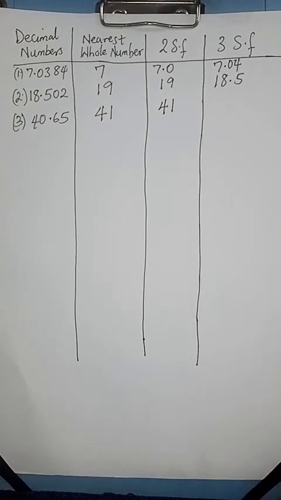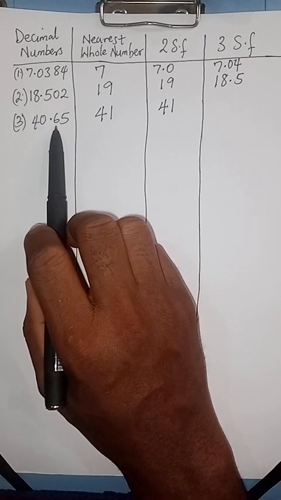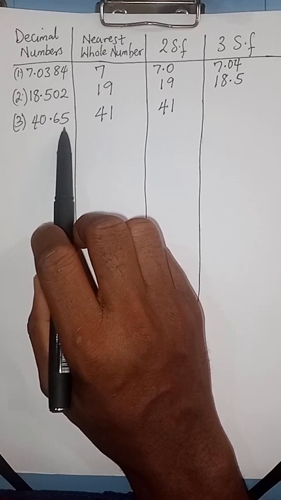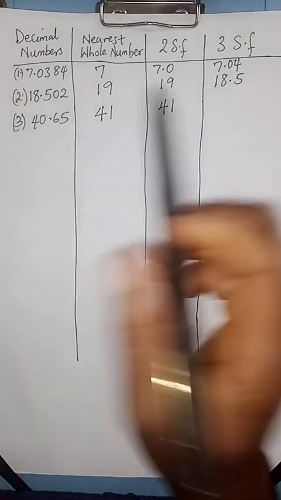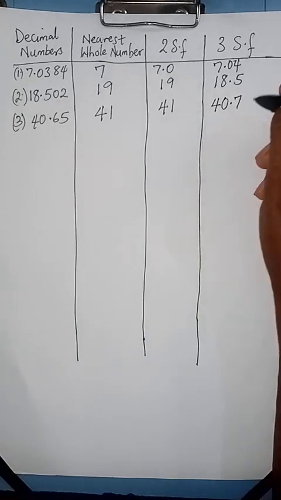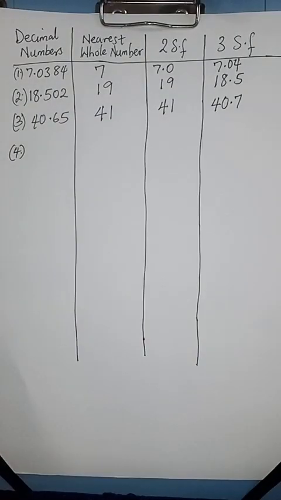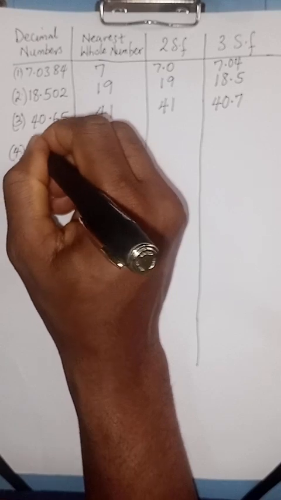Now let's go to three significant figures. The three significant figures are 40.6. But before I write the 40.6, I had to check the digit after the 6. It's 5, which means I can round up by adding 1 to 6. And so my answer becomes 40.7. So you can see it's simple as ABC. Now let's go to the next one.